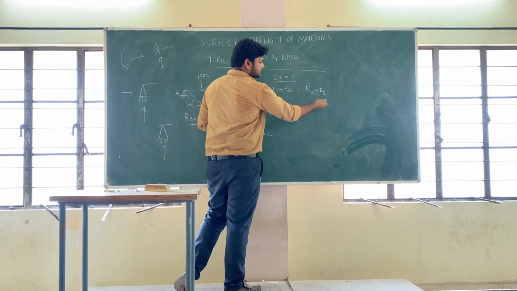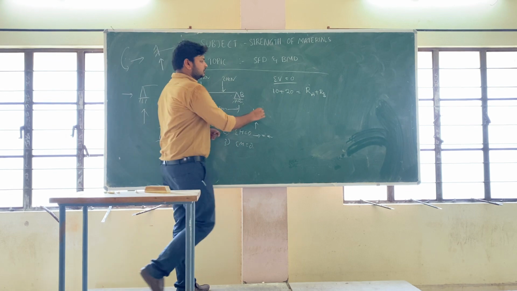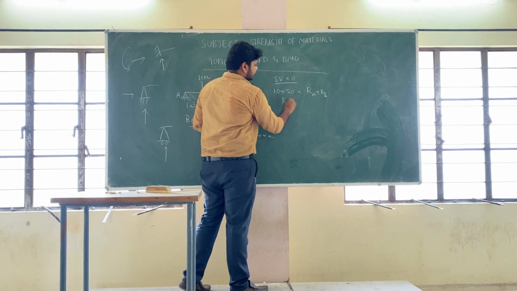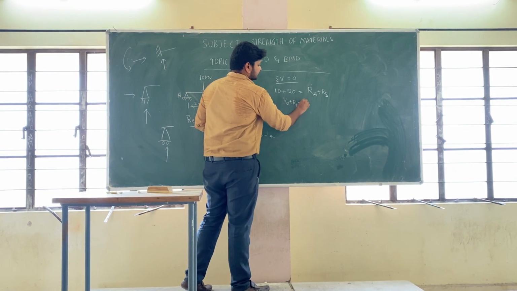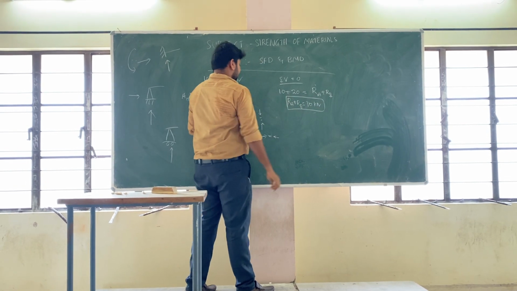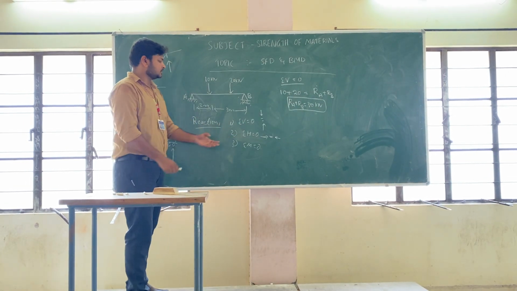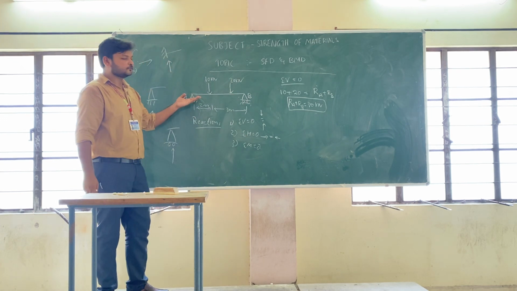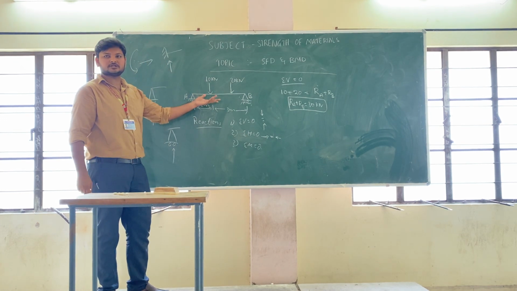Yes, these are reaction supports. So in total you will get Ra plus Rb is equal to 30 kilonewtons. Yes, these are loads. Here another equilibrium condition is horizontal forces. Here no horizontal force is acting, so we won't use the horizontal force.